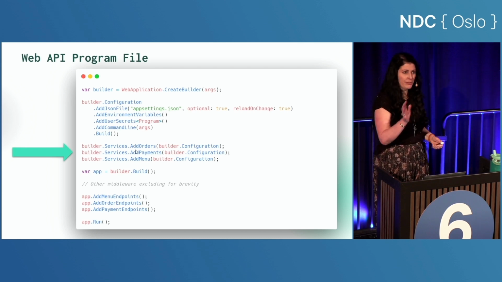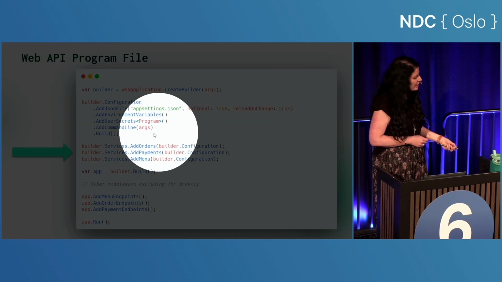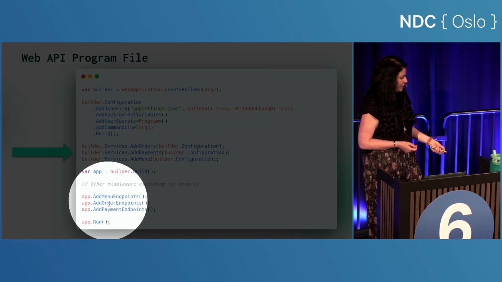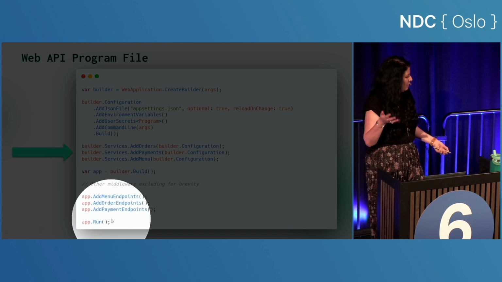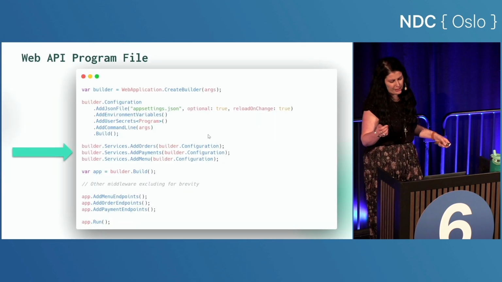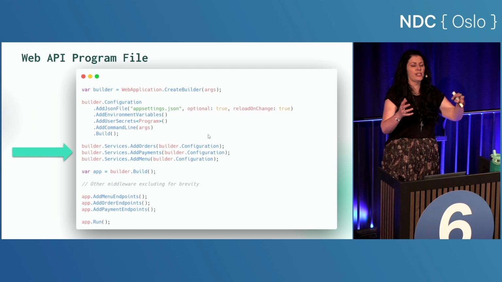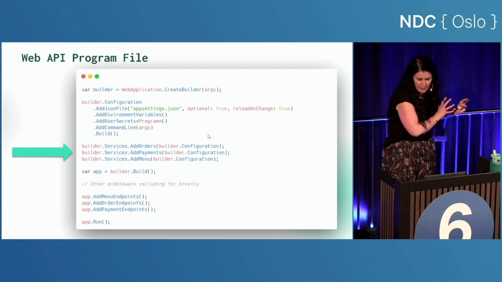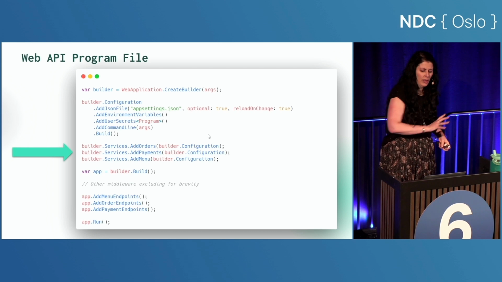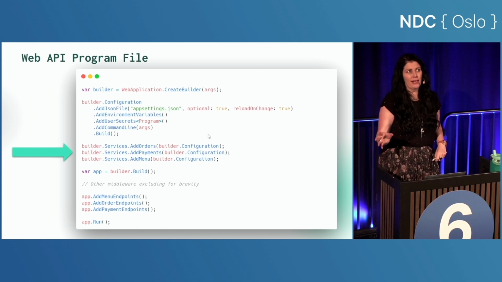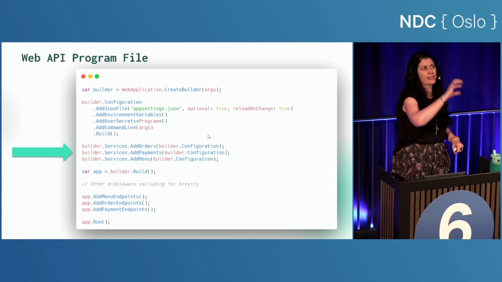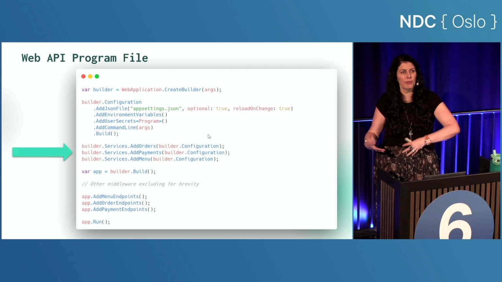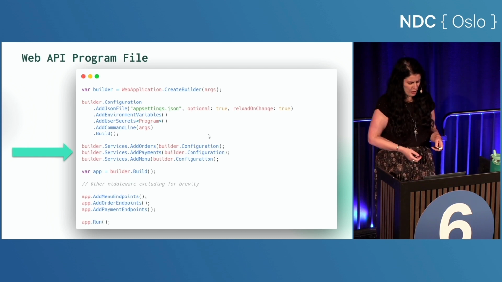So we have to do it this way. And then if we come down here, you can see we've added all of our endpoints: our menu, order, and payment endpoints. Anything else that you need to add per module is all encapsulated in those extension methods. This is why our web API needs to reference our modules, because it needs to bring all of these things through, instantiate them, and add them to the web application.